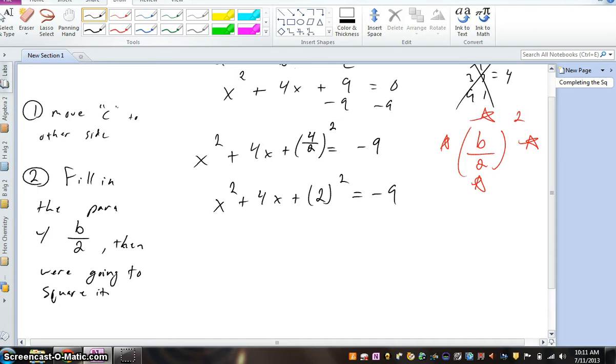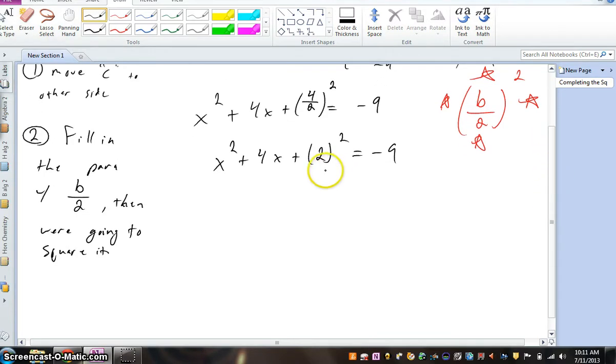All right, they skip the next step and try to finish it, okay? But here's what's wrong. Notice, we have added 2 squared, or 4, to this side of the equation. Now, you should know that equations are like balancing things, okay? Everything has to be equal.